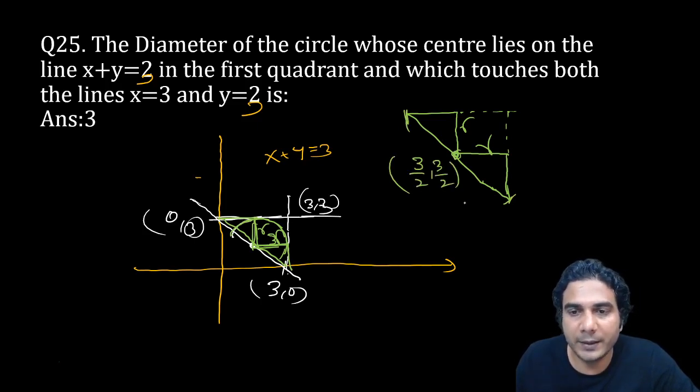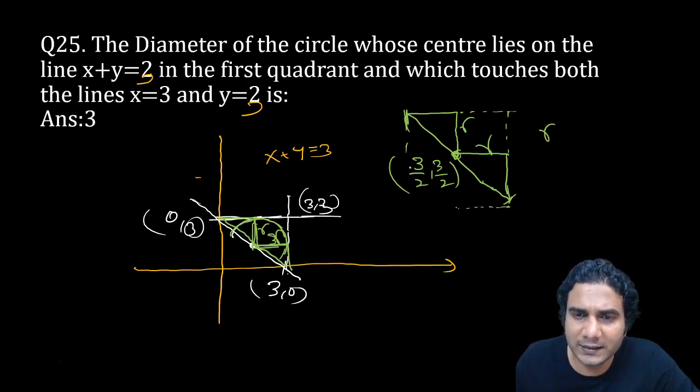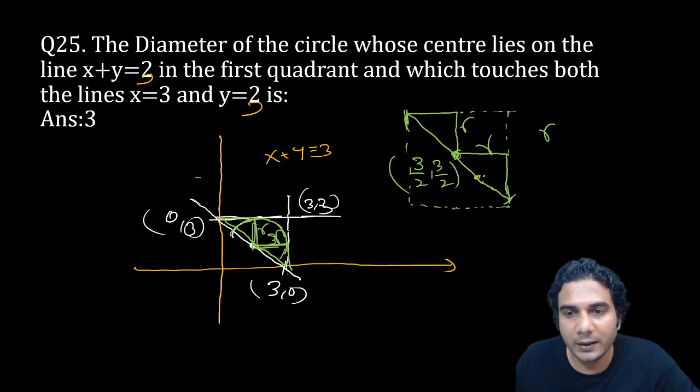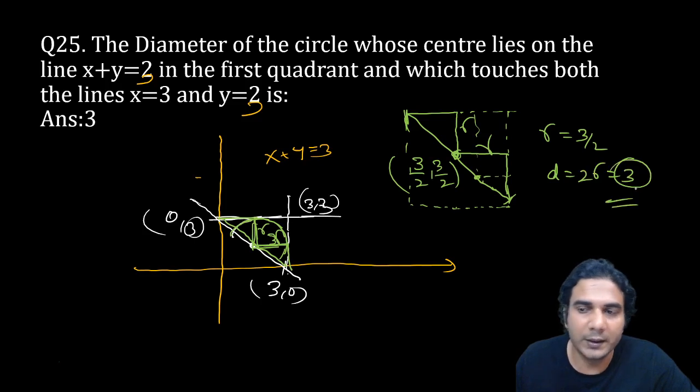So if it is 3 by 2, then the radius is also going to be 3 by 2, because this is a square. If you take this point as the center, then obviously these two distances are not going to be equal. So that is the logic. So r is equal to 3 by 2 and you need the diameter, so diameter is equal to 2r, which is equal to 3. So this was pretty simple.